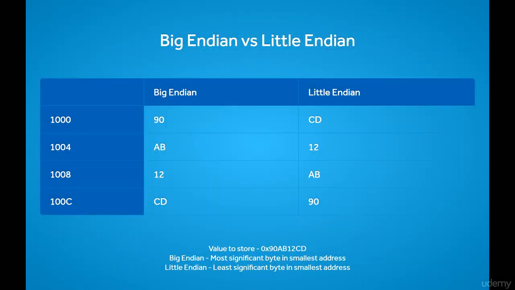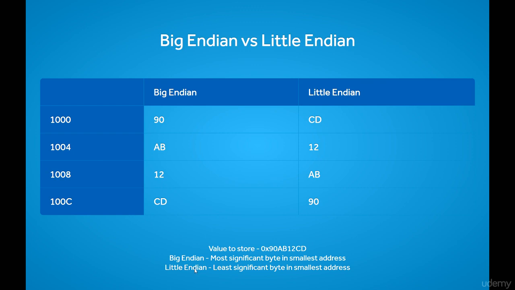So let's talk about big Endian versus little Endian format when storing values on the ARM Cortex-M processor. If our value to store is 90AB12CD, then in the big Endian format, the most significant byte is stored in the smallest address. So 90 goes in address 1000, AB goes in the next address, 12 goes in the next address, and CD goes in the highest address.